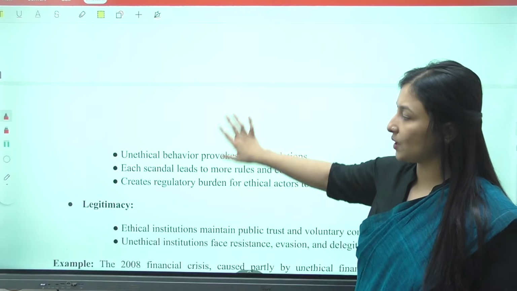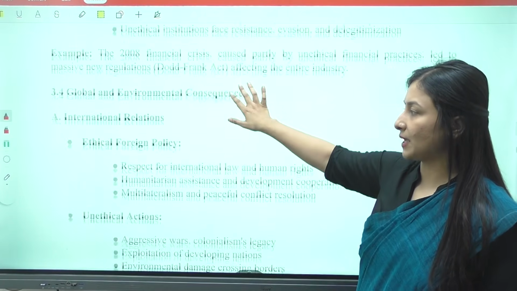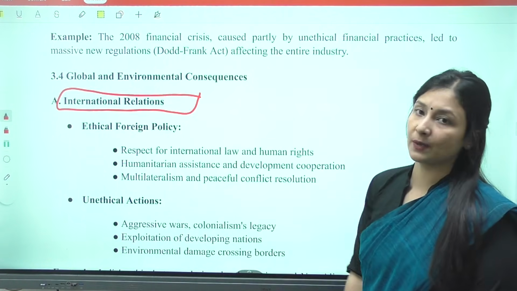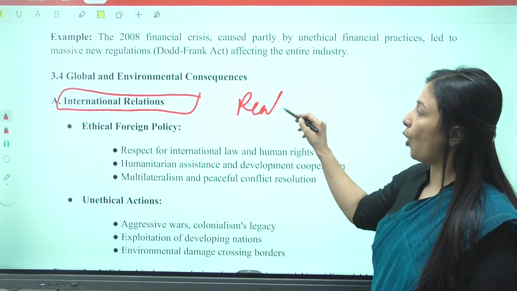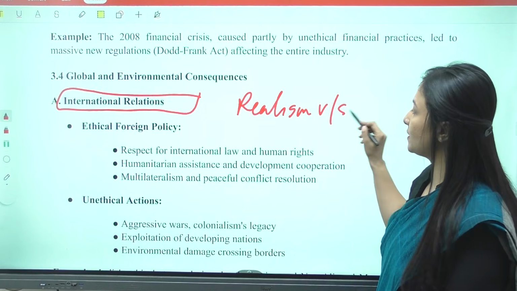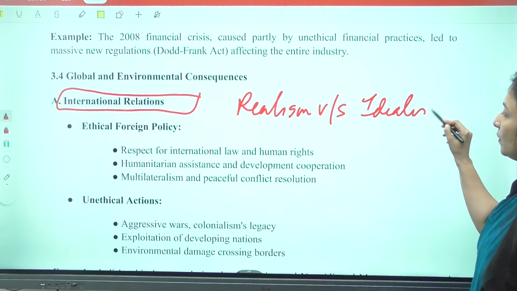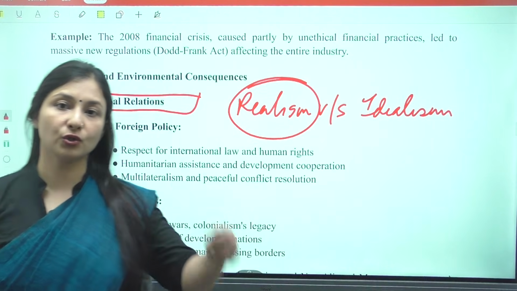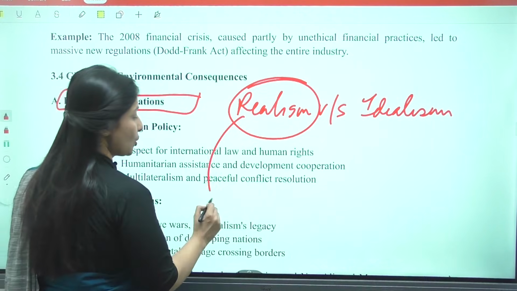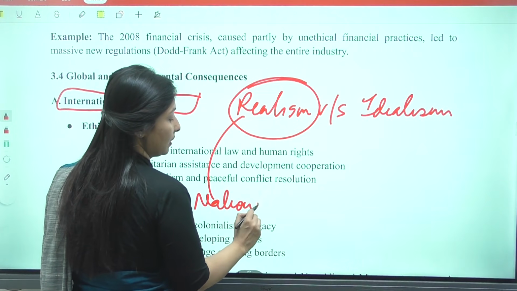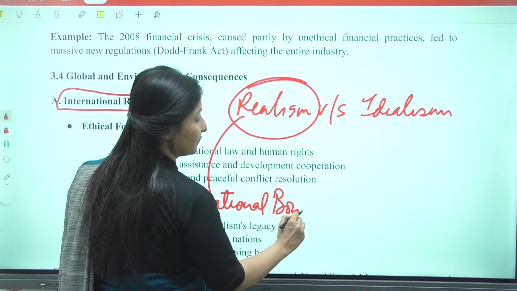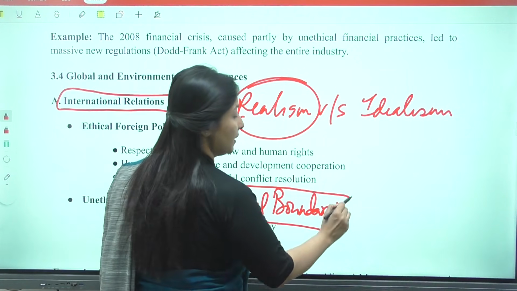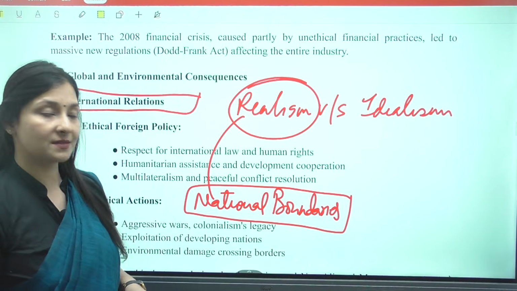Now, what are the other consequences of ethics in ethical decision making? Here we can discuss international relations. In international relations, the debate is often about realism versus idealism. What is the meaning of realism? Realism is where you think within the context of your national boundaries. Rabindranath Tagore had very well said, the world has been divided into narrow domestic walls.